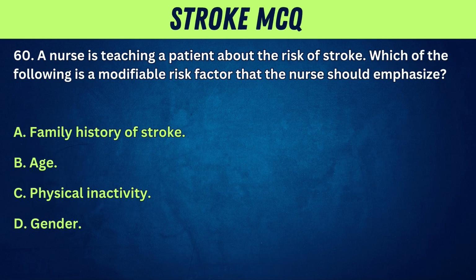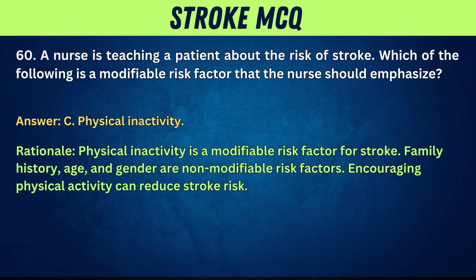60. A nurse is teaching a patient about the risk of stroke. Which of the following is a modifiable risk factor that the nurse should emphasize? A. Family history of stroke. B. Age. C. Physical inactivity. D. Gender. Answer: C. Physical inactivity.